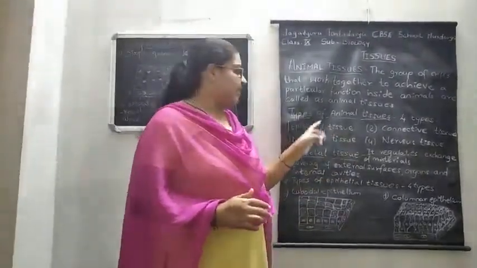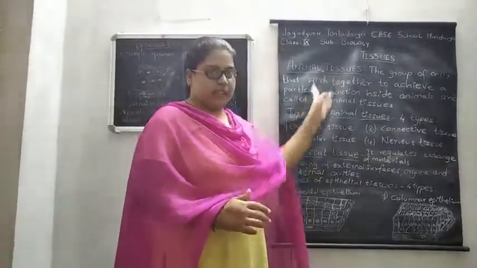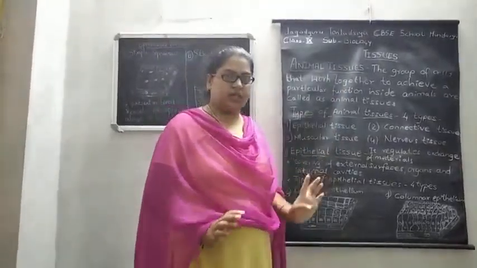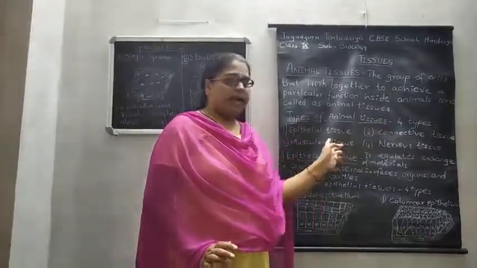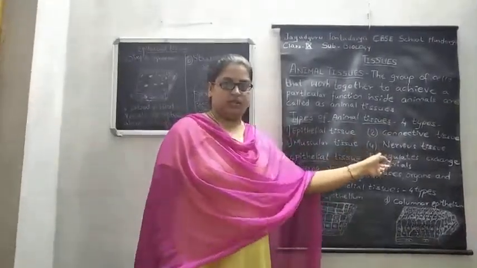So, understood, this is the first type of animal tissue. Understood? In the next class you will be learning about connective tissue and the other remaining tissues. Okay?